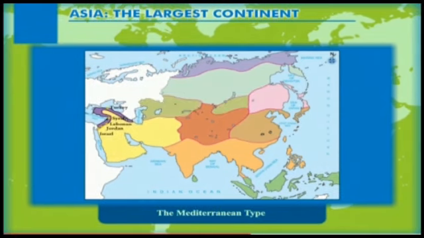So next we have the Mediterranean type of climate. This type of climate is experienced by the regions in Eurasia lying along the Mediterranean coast. As the name itself suggests, isn't it? The Mediterranean type means it is experienced by the region lying along the Mediterranean coast, especially Syria, Israel, Turkey, and Lebanon.